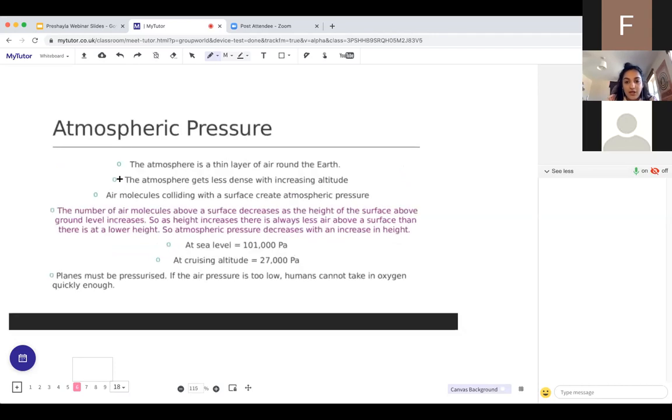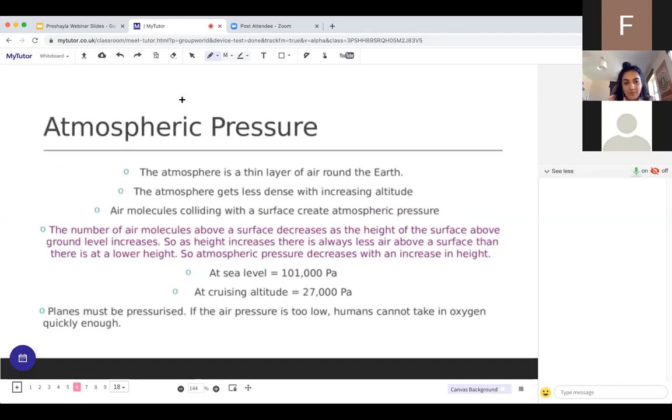Moving on to atmospheric pressure. So atmospheric pressure is talking about the pressure in the world around us, talking about pressure on Earth. The atmosphere is a thin layer of air around the Earth. You might have heard of it before, you probably have. The atmosphere is just this thin layer of air that surrounds our Earth. It's quite thin in comparison to the Earth, so obviously our Earth is very big. The atmosphere is only a small fraction of the size of the Earth.